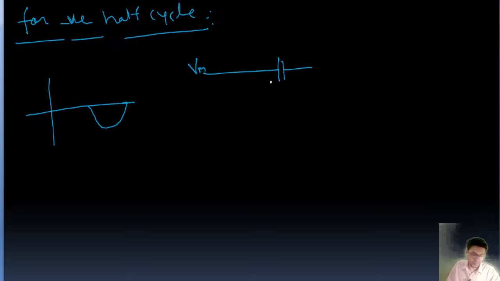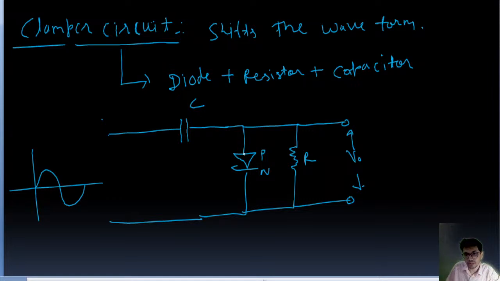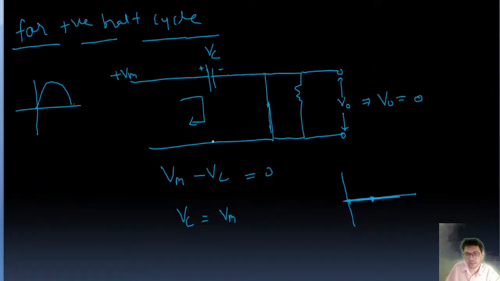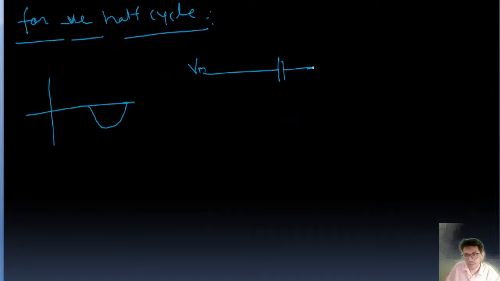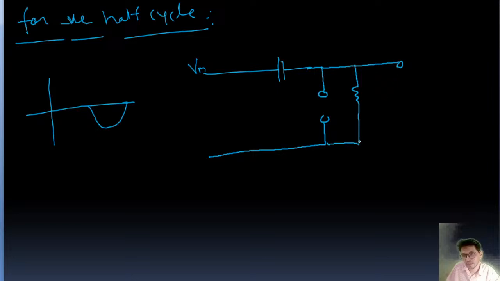Okay, minus Vm. So this circuit is going to be like this. This will be reverse bias now, because this is the minus part and this is the plus part. So reverse bias means there is no current here, and there is a resistance, and there is the output.